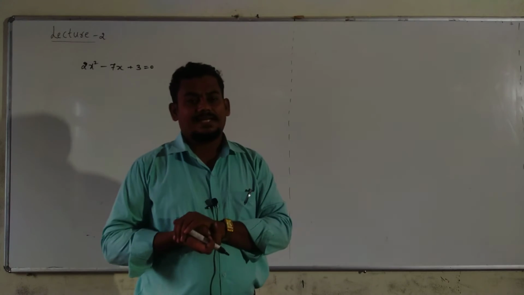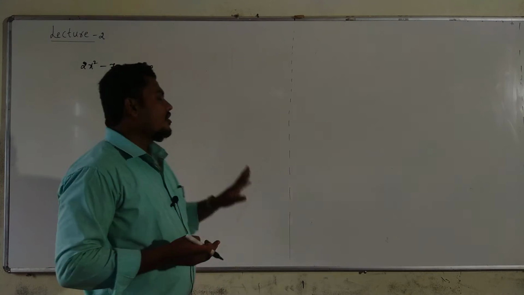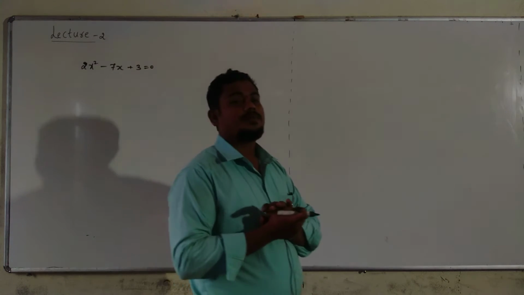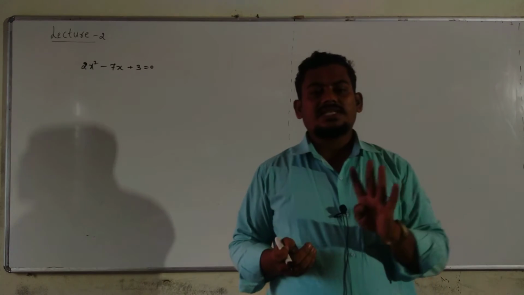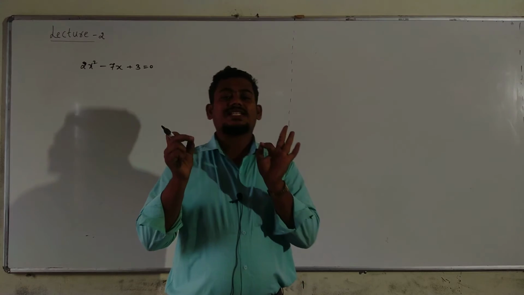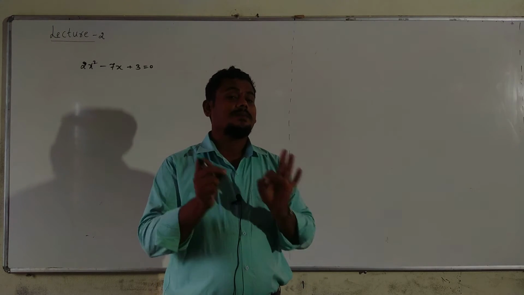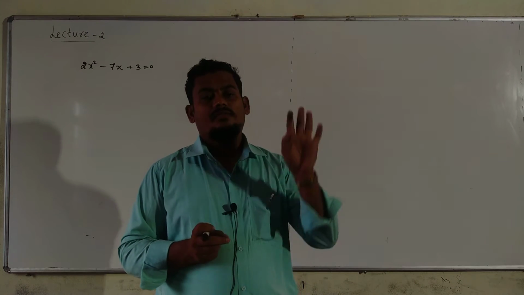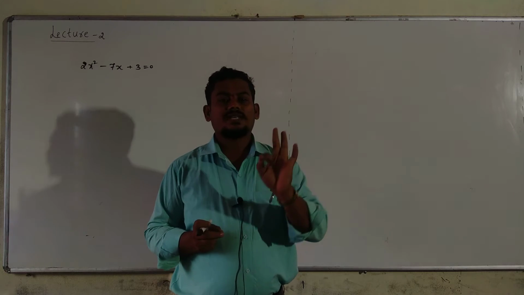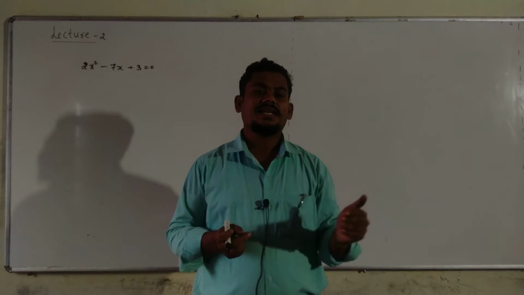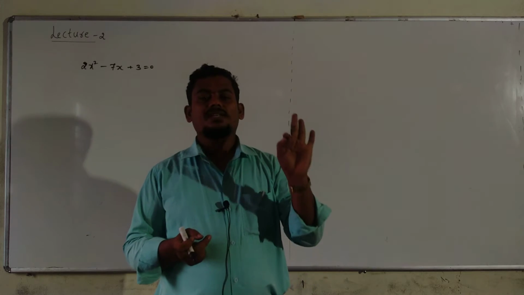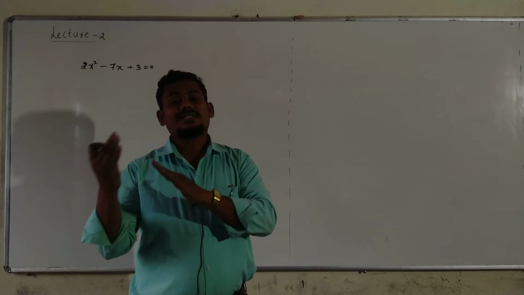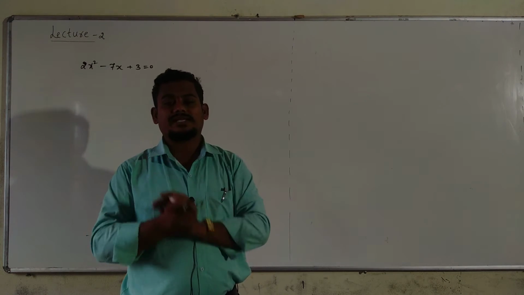For this we have one method to complete the square. For completing the square, first make the coefficient of x square as plus 1. In the first step, make the coefficient of x square as 1. After that, in the second step, add and subtract half of the coefficient of x to make a perfect square.